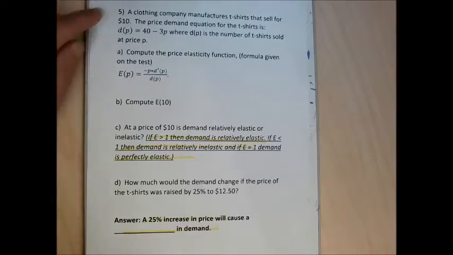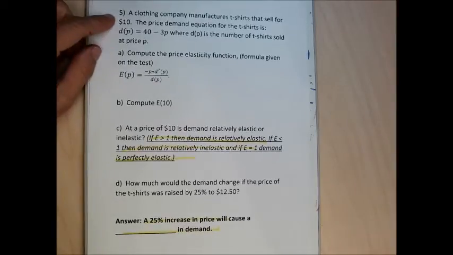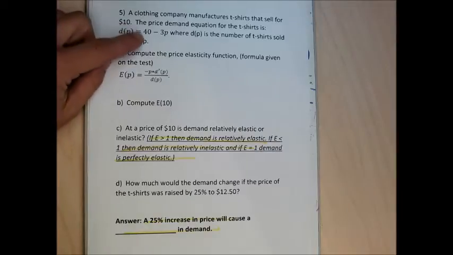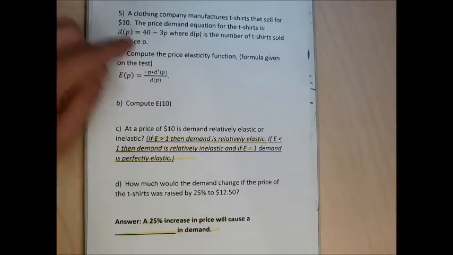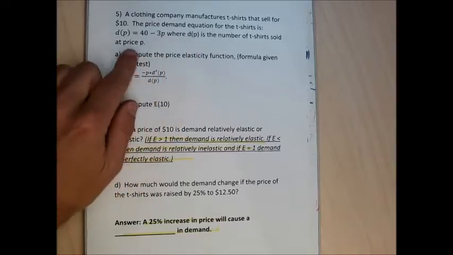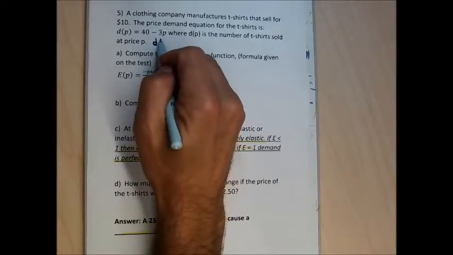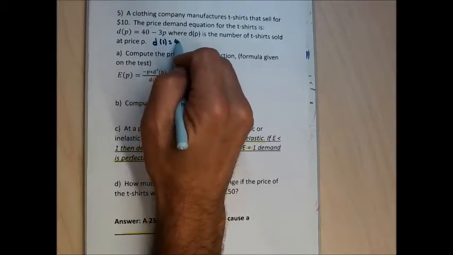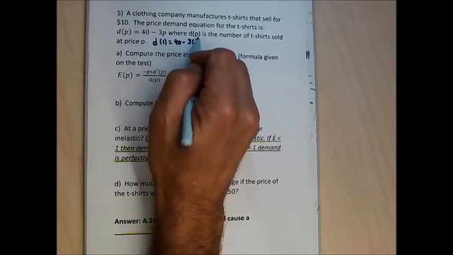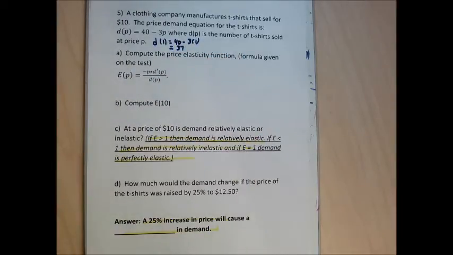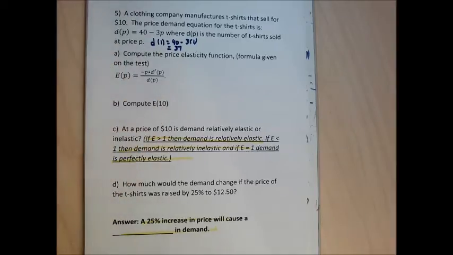There's not too much on here that I added. It talks about a clothing manufacturer, a company that makes t-shirts that sell for $10. It gives me a price-demand equation. The demand based on the price is D(p) = 40 minus 3p, where D(p) is the number of t-shirts sold at price p. For instance, if I put 1 in for p, D of 1 equals 40 minus 3 times 1. That's going to be 37. This would say if this company sold t-shirts for $1, they'd sell 37 t-shirts.